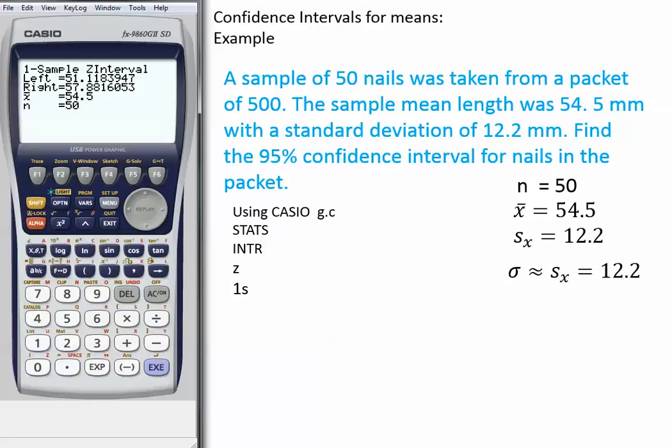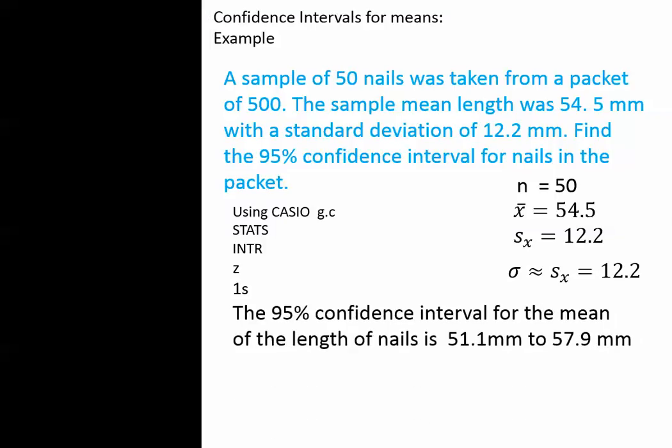We're 95% sure that the mean length of nails for the population of nails will be between 51.2, rounded off to 3 significant figures, and 57.9 to 3 significant figures. The 95% confidence interval for the mean length of nails is 51.1 to 57.9.